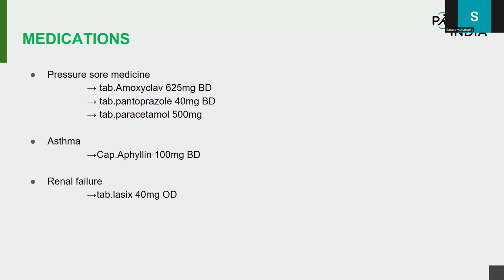Medications: pressure sore medicines, tablet amoxiclav 625 BD, tablet pantoprazole 40 mg BD, tablet paracetamol 5 mg BD given. Asthmatic medicines, capsule epinephrine 100 mg BD given. Renal failure, tablet Lasix 40 mg OD daily given.